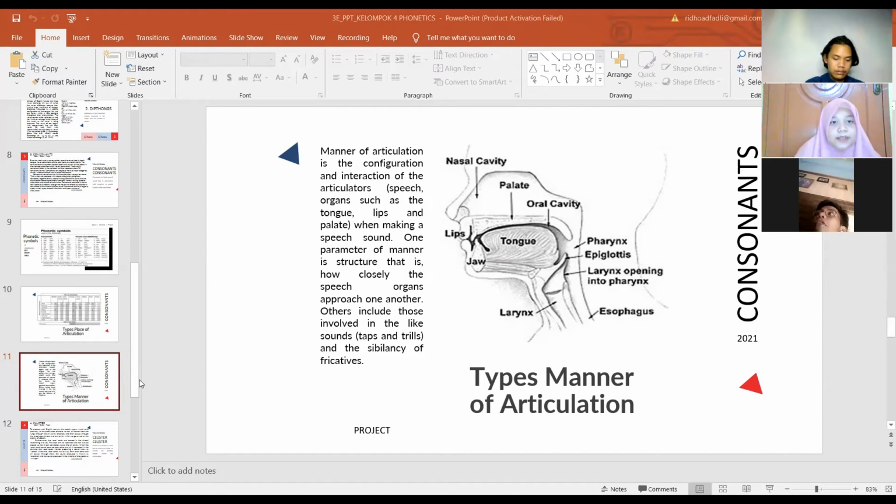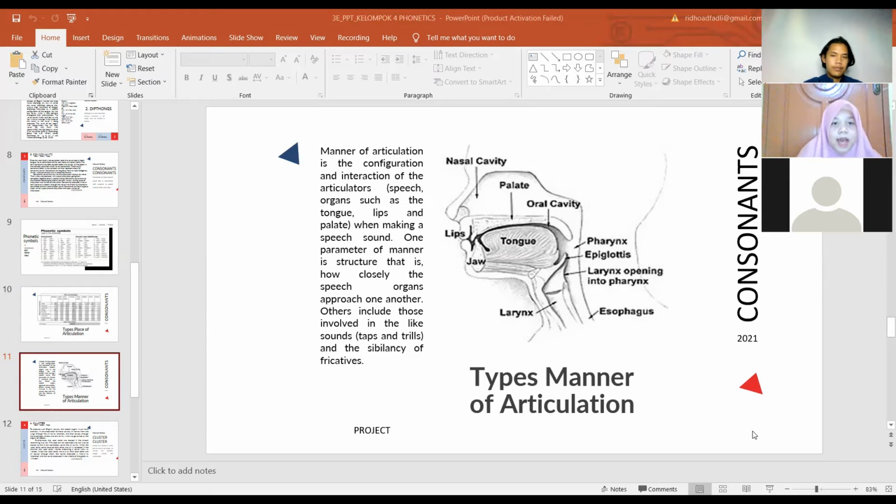4. Lateral is the sound produced with a barrier in the middle of the mouth, and air can freely exit at the sides. For example, L. 5. Rolled is a sound produced by the rapid movement of a number of elastic organs. For example, R. 6. Flap is a sound that resembles a rolled consonant but only consists of one fast movement. For example, R.